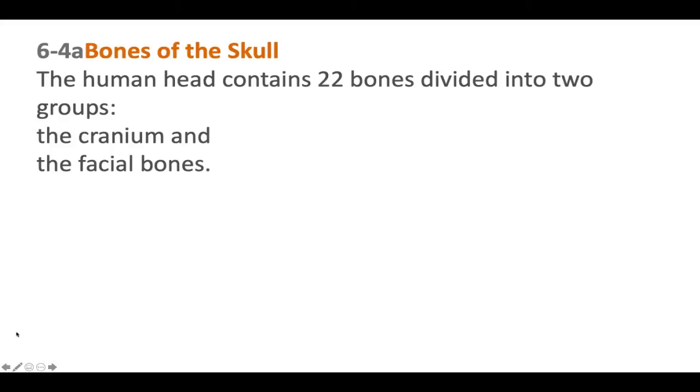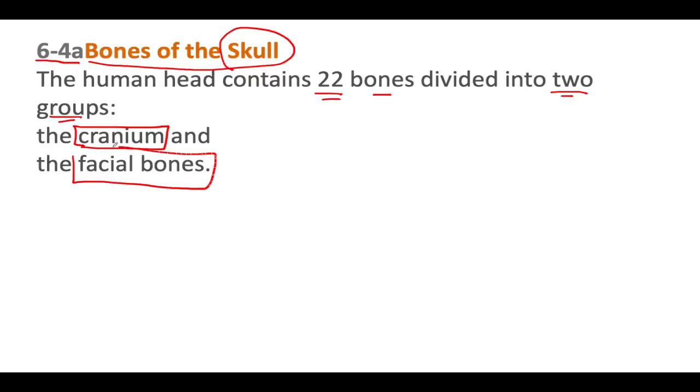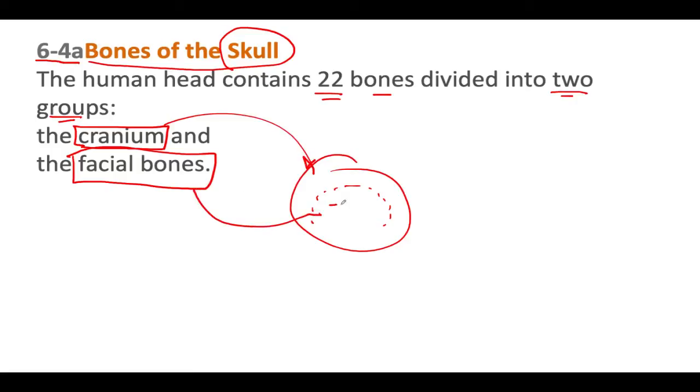And now we look at section 6-4A, Bones of the Skull. The human head contains 22 bones divided into two groups. The first one is the cranium, which is the head, you might say, and then you have the facial bones. So this was the skull, and we have certain portions of the skull that are the cranium part, and then we have certain facial bones that are part of the facial structure as well.